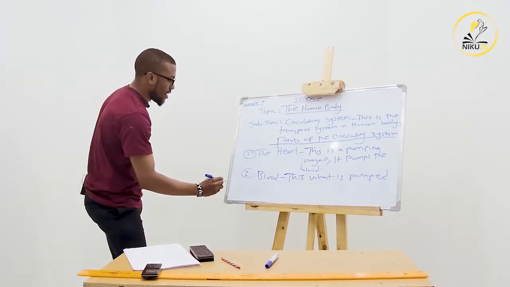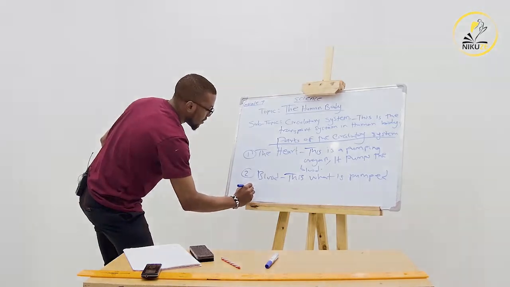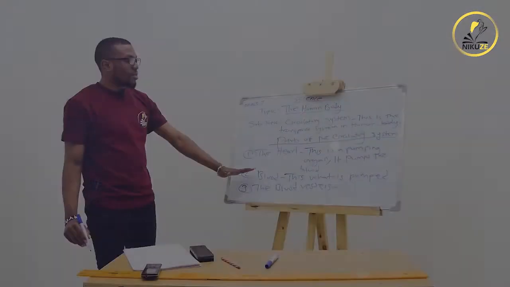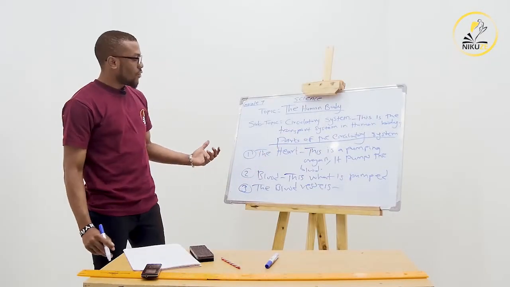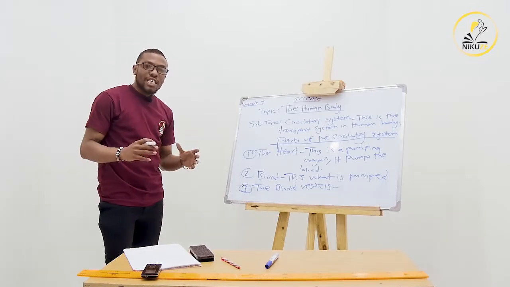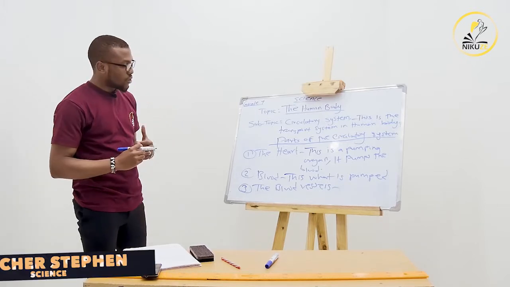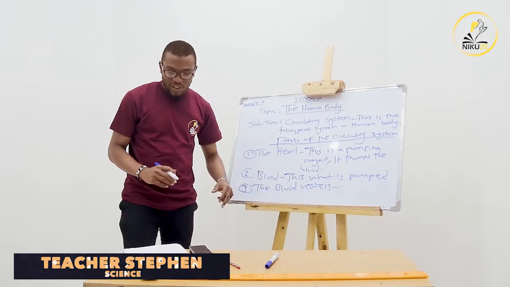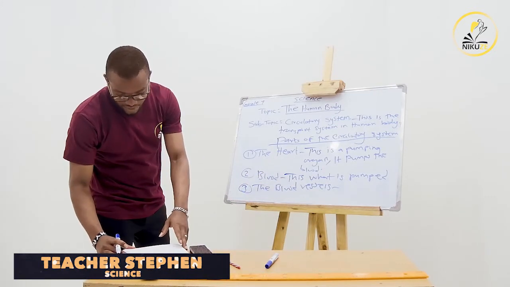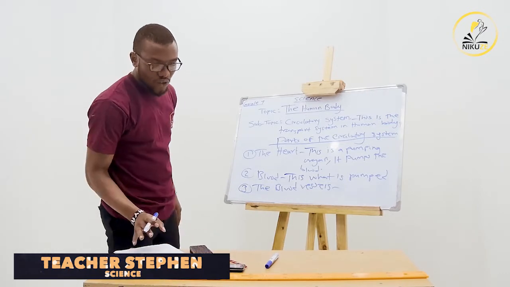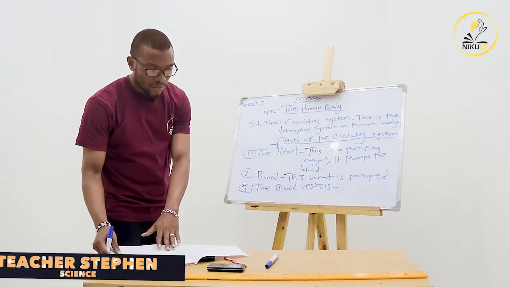Then number three, we have the blood vessels. Blood vessels are the tubes in your body where the blood flows. Remember, for the blood to reach your heart, for the blood to reach the various parts of the body, there have to be channels, and these channels are what we call the blood vessels. Now from there, we are going to look at what the blood is composed of.